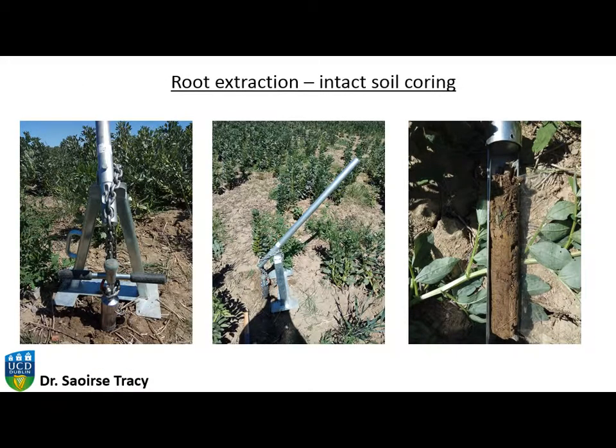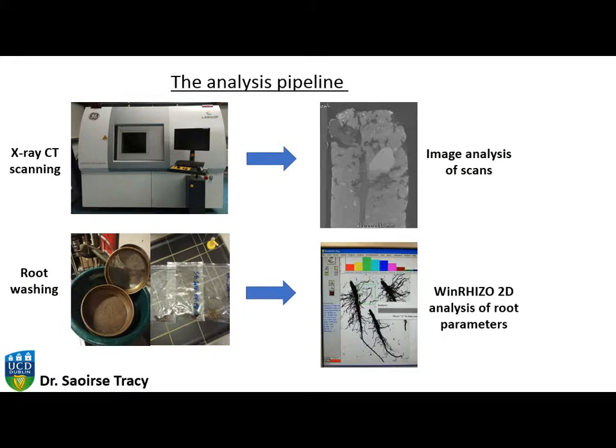He's extracting his root cores using an Eijkelkamp intact soil corer. This is 5 centimetres in diameter and 30 centimetres in length. This seems to be the best way to have minimal damage to the soil core and lets you extract a soil core to then put straight into the CT scanner. So he'll CT scan his soil cores.